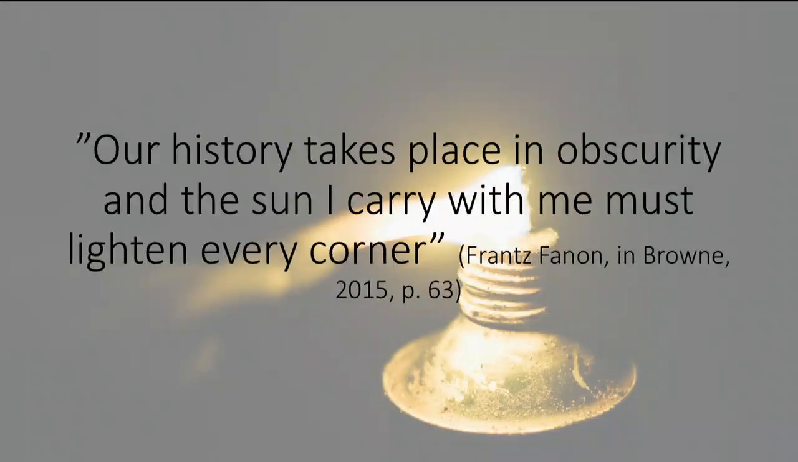Brown opens chapter 2 with the words of scholar Frantz Fanon, who said about African diasporic peoples, "Our history takes place in obscurity, and the sun I carry with me must lighten every corner." These words illuminate how Black people, and all historically marginalized people really, have always drawn from both light and darkness to bear witness to and bring light to injustice, while working, often at the risk of life, towards its eradication. We don't have to look far in history to see evidence of this dance between light and dark for African diasporic peoples.